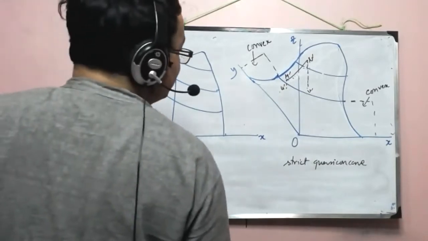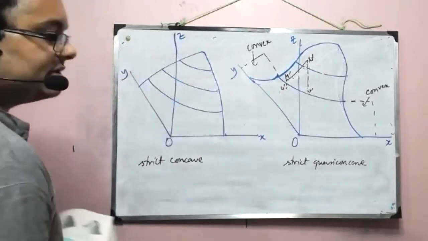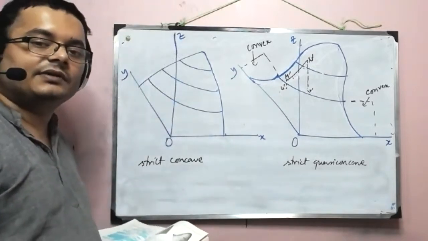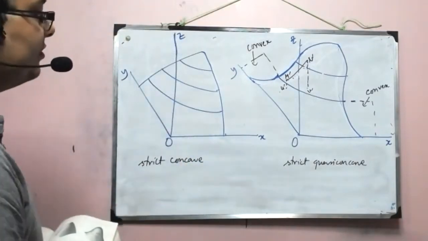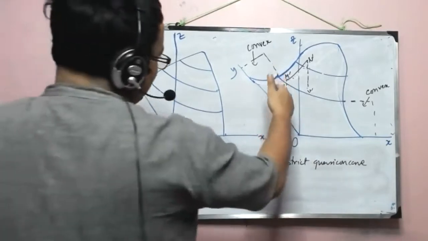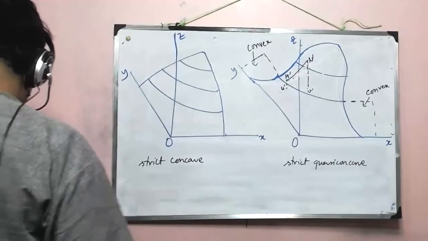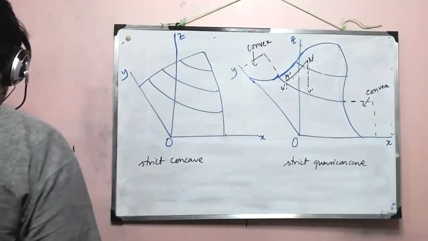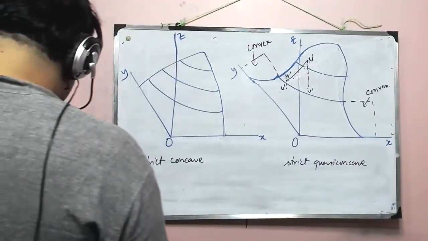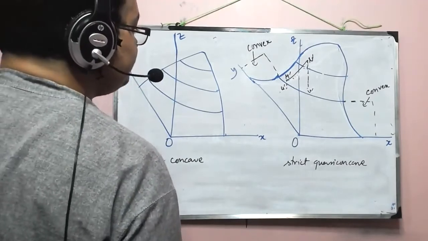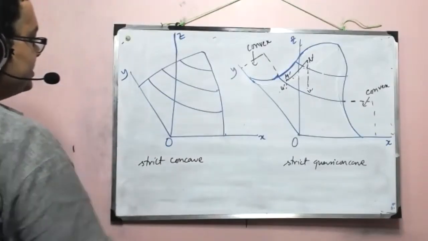Okay. So technically speaking, for strict quasi-concavity, we compare it from the lower side, that is, in some sense, from m dash, and for strict convexity, we compare it from the higher side, so from n. Okay. So this is the difference.